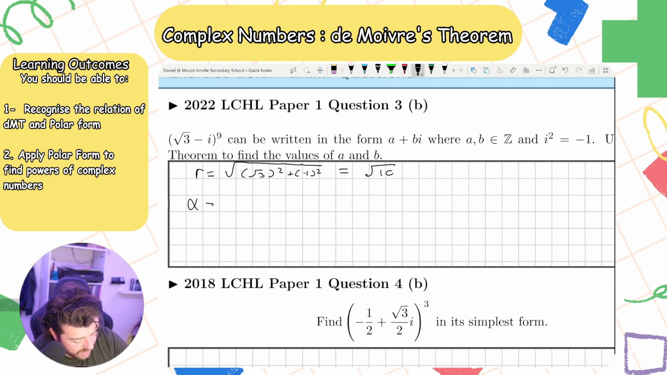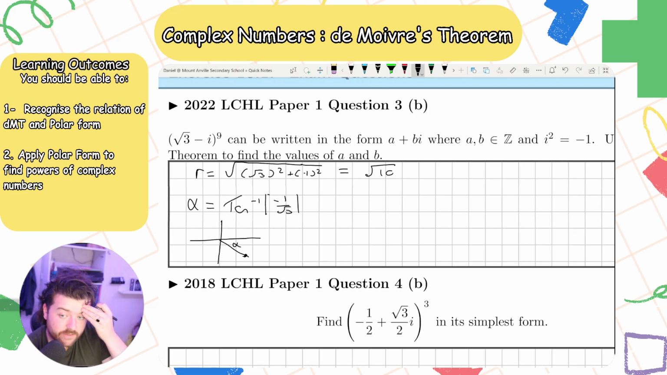Then my angle is going to be equal to, so just plot this out here. It's positive root 3 here, it's in quadrant 4. So that's going to be equal to tan inverse of the absolute value of minus 1 over root 3, which is just going to be equal to tan inverse 1 over root 3.